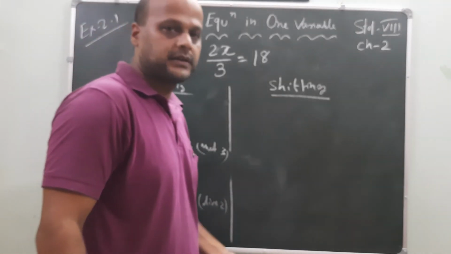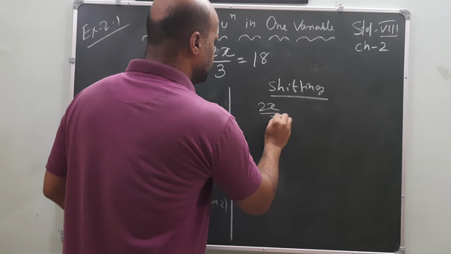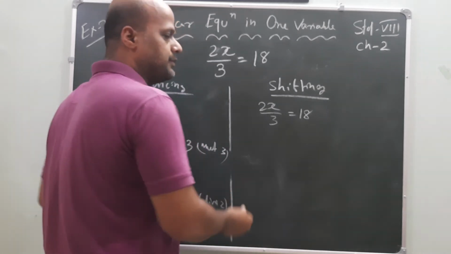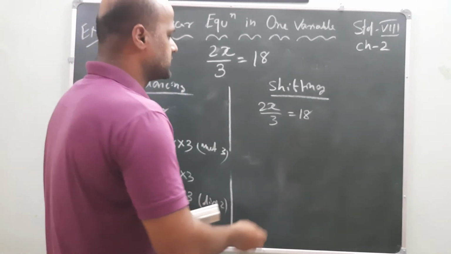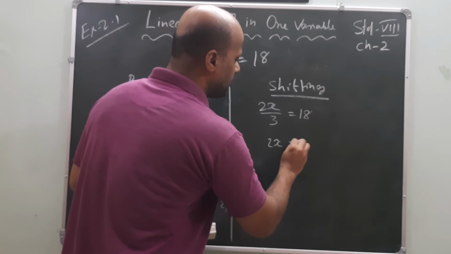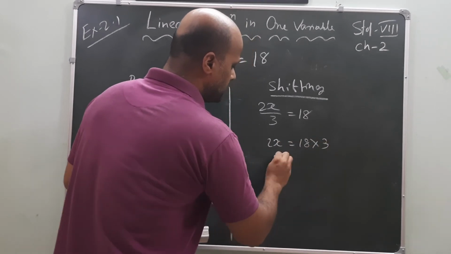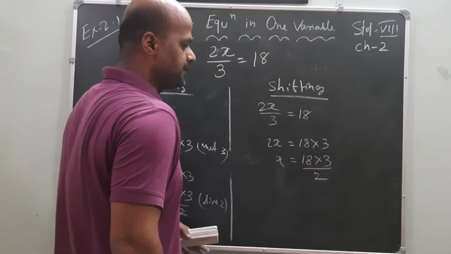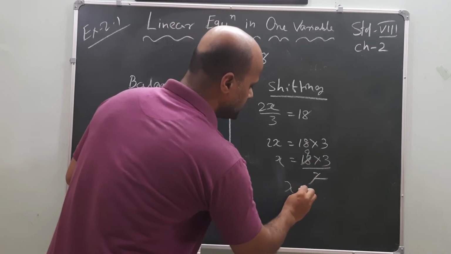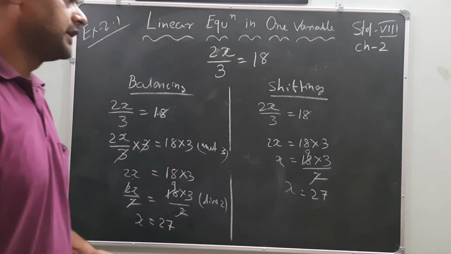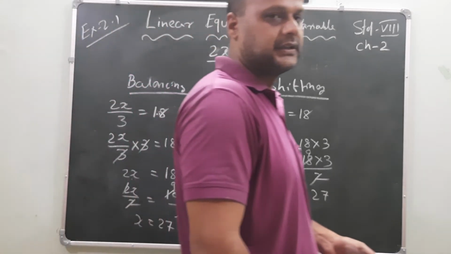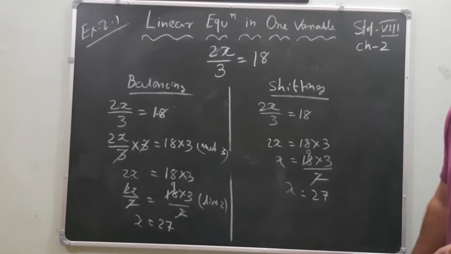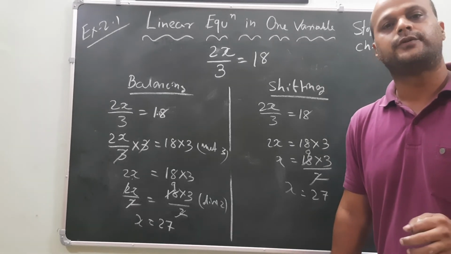Now the shifting method, let's do it. 2x by 3 is equal to 18. Shifting means take out the numbers and throw them to the opposite side. Variables are on one side and numbers on the other side. Here 3 is divided; when it goes to the opposite side it becomes multiplied. Here 2 is multiplied; when it goes to the opposite side it is divided. x is equal to 27. Now remember, my dear friends, it is very important that you first understand the basics of your chapter, then go for the exercise.